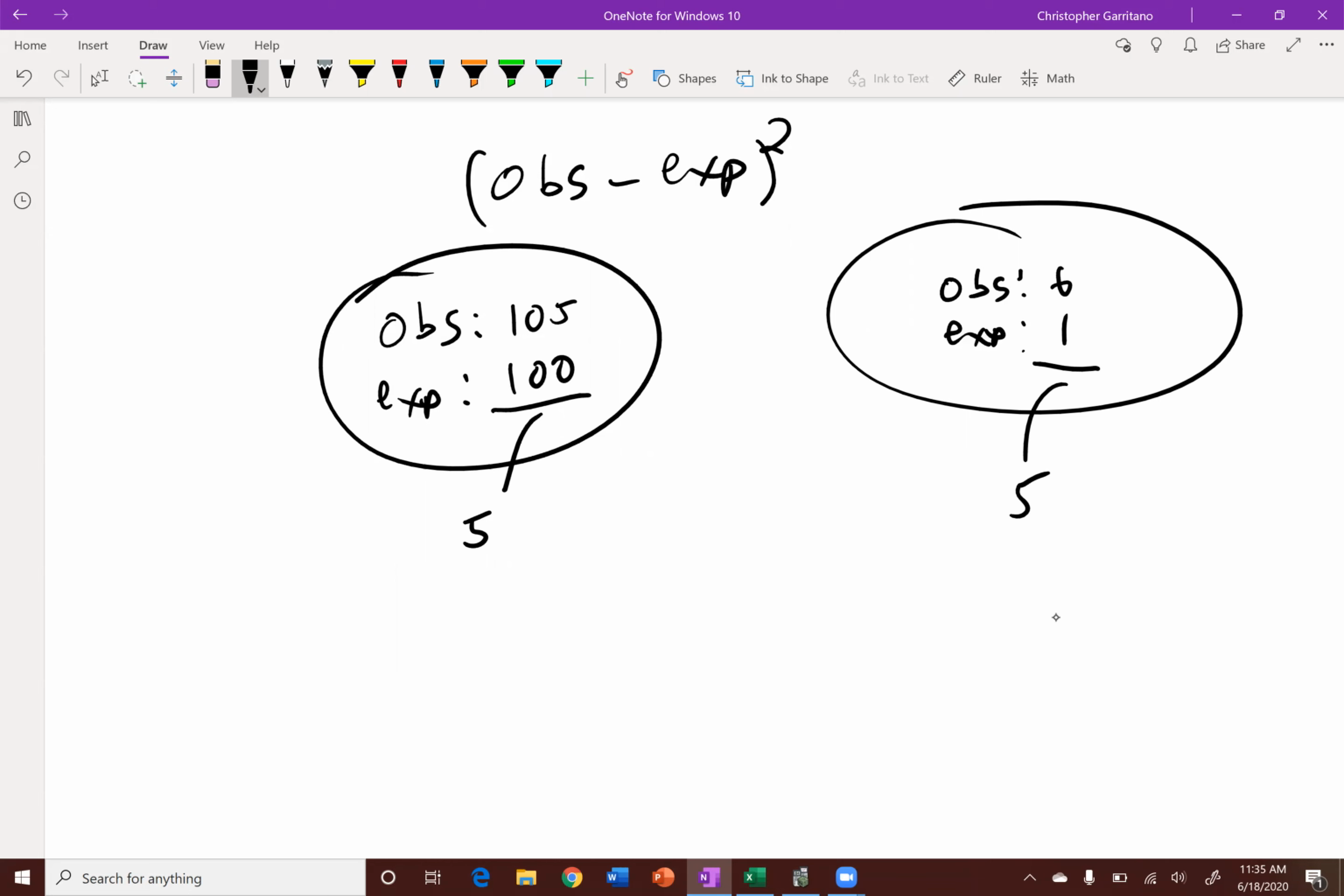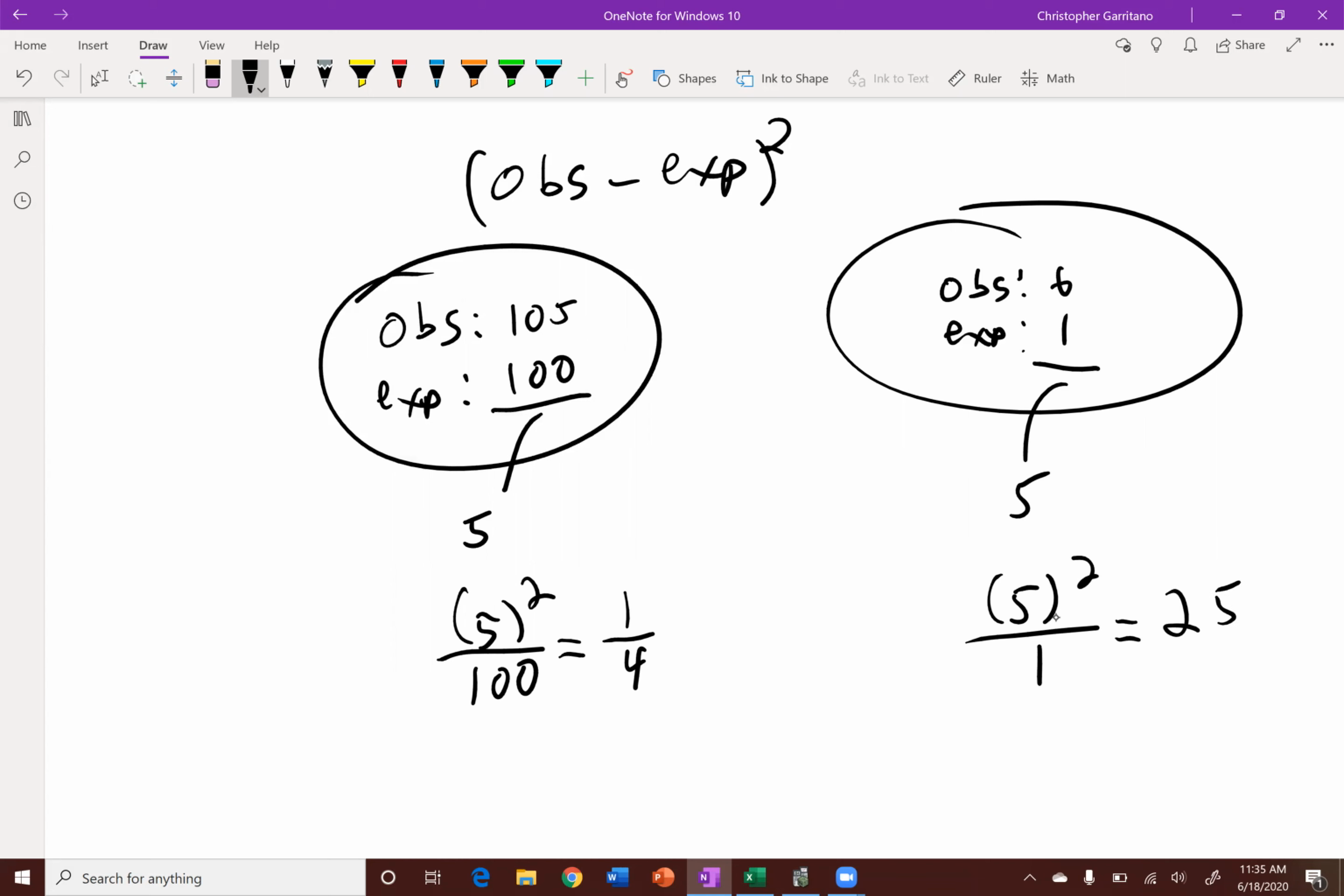So the thing is, if we didn't divide by expected, now let's go ahead and take this number, square it, and divide by what was expected. And then let's take this number, square it, and divide by expected. Here, you're going to get a chi-squared value of course, 25 over 100, which is 1/4. Whereas here, you're going to get a chi-squared value of 25.